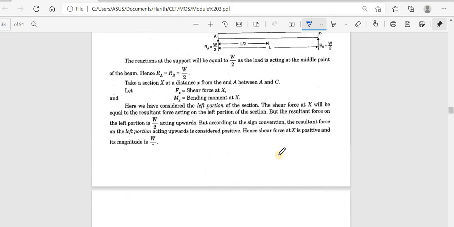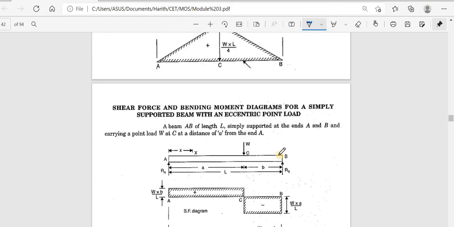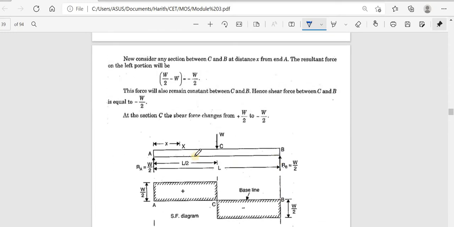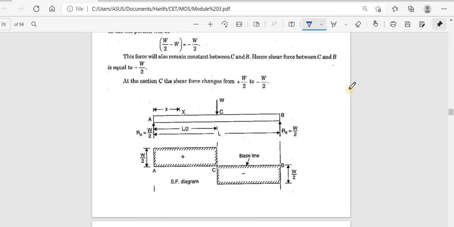Likewise, some problems are given. I have now done a main problem. Now here, a simply supported beam is there, and a load W is acting at the center. It is symmetric loading only. So what will be the reactions? Since this is symmetric, it will be W by 2 here, and here also it will be W by 2.